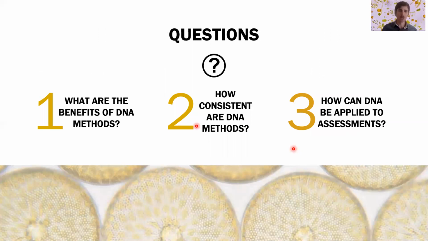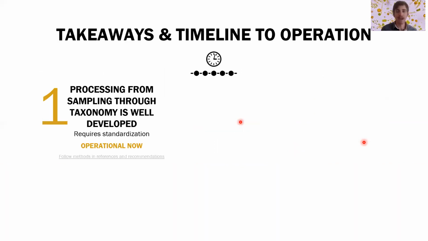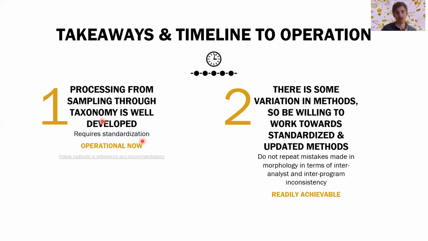So returning to our original question of what are the benefits of DNA methods, how consistent are DNA methods, and how can DNA be applied to assessments? I want to contextualize these responses in a timeline or an operational context. So the benefits of DNA are that they're cost effective, they're efficient, and that processing from sampling through taxonomy is well developed and operational now. However, it requires standardization because there is variation in some of those methods.